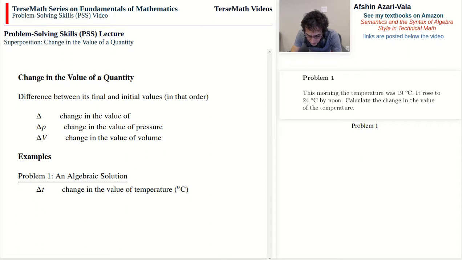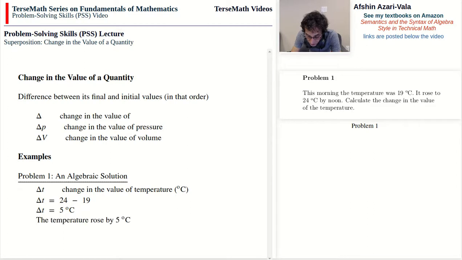All right, so now delta T becomes equal to, now we put down the final value, which is 24. Here you have to be a bit careful and take your time as to which value is the initial value and which one is the final value, because order definitely matters, as you see in problem number two coming up. In this case, we started with 19 degrees Celsius, so that's the initial value. And then it rose to 24 degrees Celsius by noon. This becomes the final value. And change in the value of temperature becomes its final value, and then we subtract the initial value, which is 19. And so delta T becomes equal to 5 degrees Celsius.